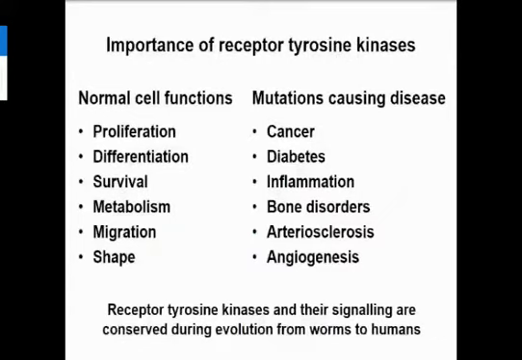So receptor tyrosine kinases are really important. Their signaling and conservation go all the way back to very simple organisms like worms. They're critical for cell proliferation, differentiation, survival, metabolism, migration, and cytoskeletal changes that cause changes in cell shape. And there are a number of mutations in the varying receptor tyrosine kinases that give rise to various important diseases, cancer, diabetes, inflammation, you name it. So a very important class of proteins in health and in disease.